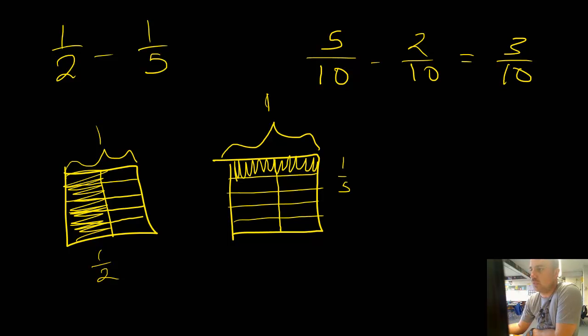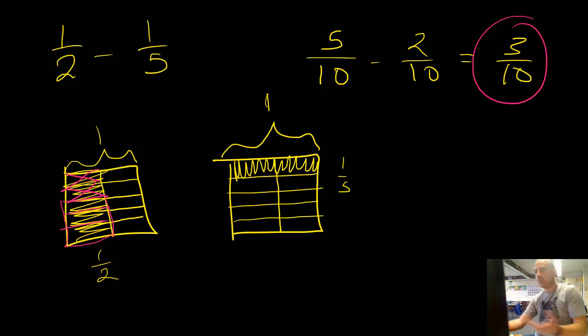What I'm going to do, though, is I'm also going to go over here and cross off the 2 that I had. 1, 2, and I'm going to see how many I had left here. I can see that it is 3, 1, 2, 3. I do have 3 tenths, and that jives with what I had over here. So I'm feeling pretty good about myself right now, aren't I? Yes, I am.